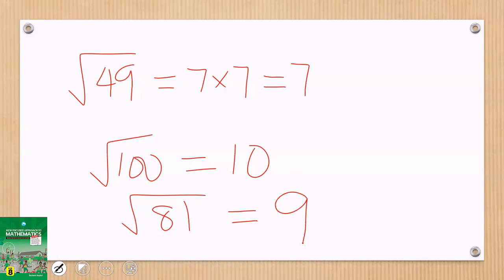I'm sure this has given you a fair idea about what perfect square is and what square root of a number is. Thanks so much for watching.